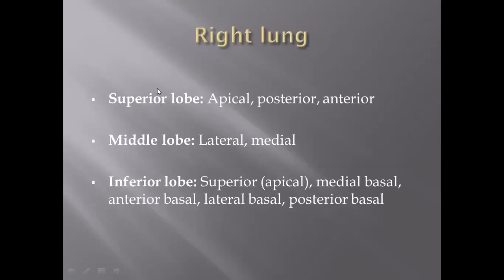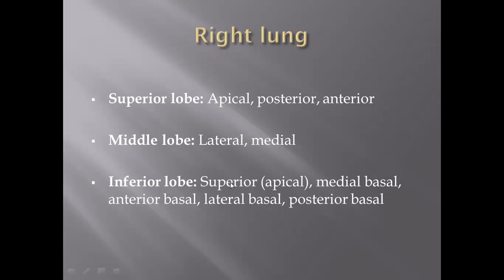For the right lung, we know that there are three lobes: superior lobe, middle lobe, and inferior lobe. For the superior lobe on the right side, we are getting apical, posterior, and anterior. So three bronchopulmonary segments for the superior lobe. In the middle lobe, you are getting lateral and medial bronchopulmonary segments. For the inferior lobe, we are getting the superior one, which is also called the apical segment. And you get medial basal, anterior basal, lateral basal, and posterior basal.